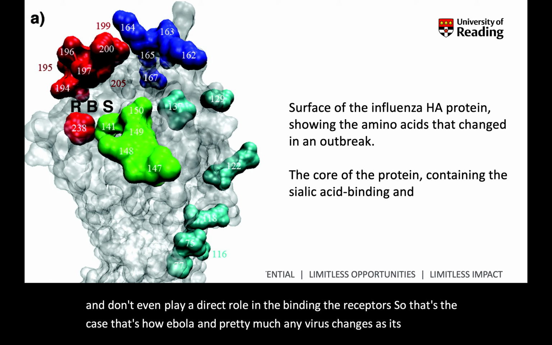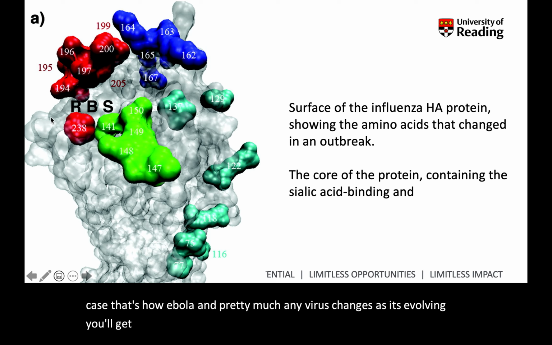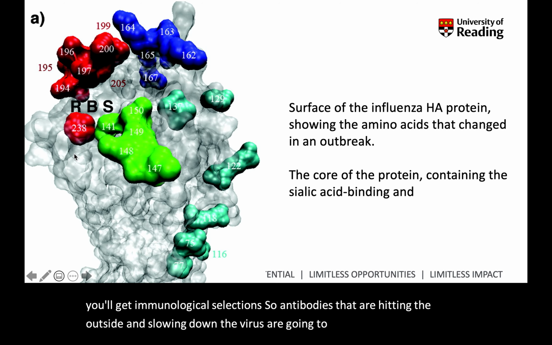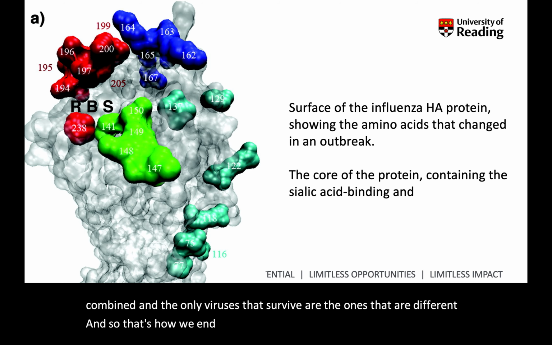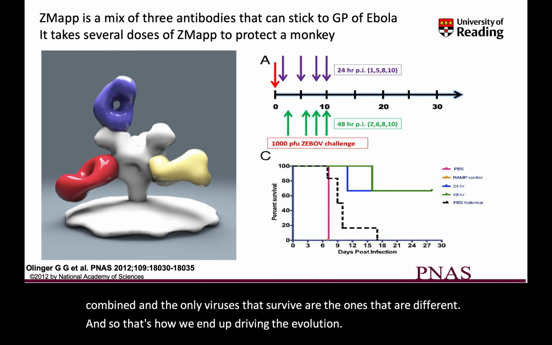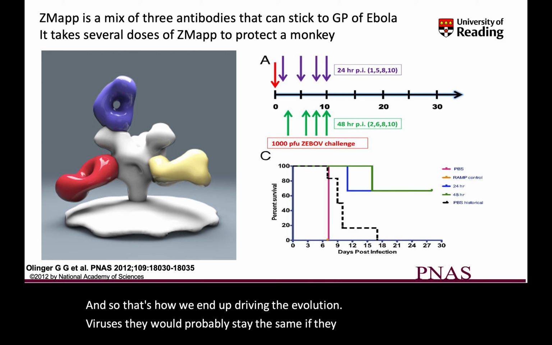You'll get immunological selection. So antibodies that are hitting the outside and slowing down the virus are going to kill off any viruses they can bind, and the only viruses that survive are the ones that are different. And so that's how we end up driving the evolution of viruses. They would probably stay the same if they could otherwise.